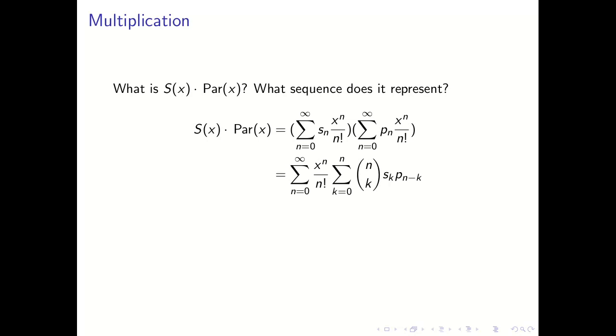And so if you do this with the power series for permutations and multiply by the power series for partitions, we're going to get this series where the nth coefficient is the sum over all k of n choose k, s sub k, p sub n minus k. So again, we need to ask the same question. What set of objects has this size?